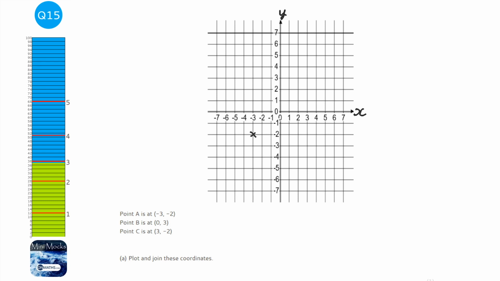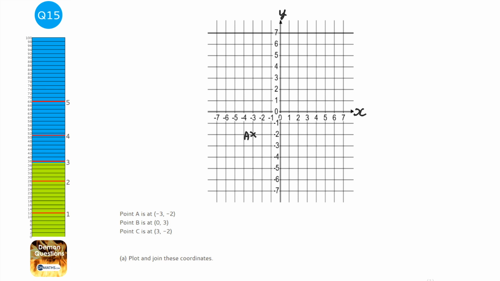A really common mistake is to muddle them up. So as long as you remember you're going across and then up or down, obviously if it's negative you go down, then you should be fine. Now it says point A, so I probably should label that as A.